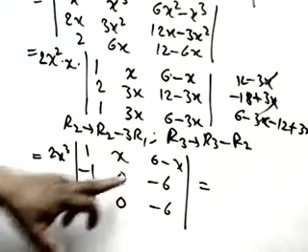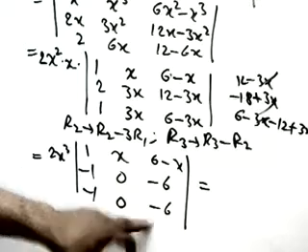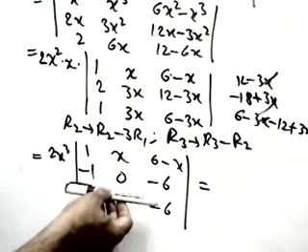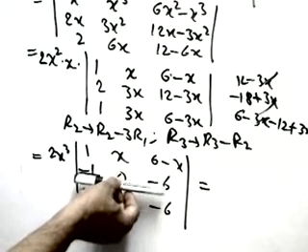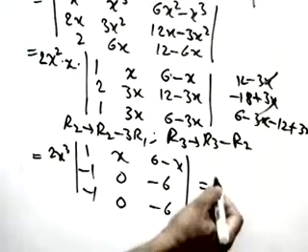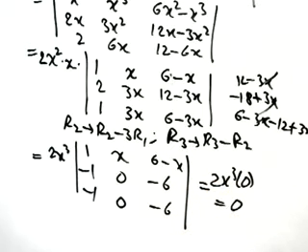No need to solve extra because these two rows are same: minus 1, 0, minus 6; minus 1, 0, minus 6. Even if we expand also we'll get 0, but we have the fundamentals and principles of determinants that if two rows are equal, then its determinant becomes 0. So this will be 2x cube into 0, so 0 into a number, 0.